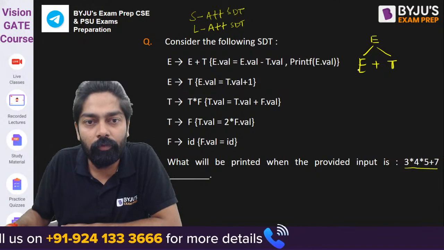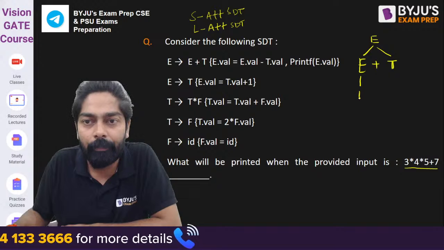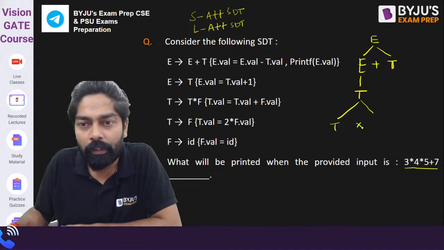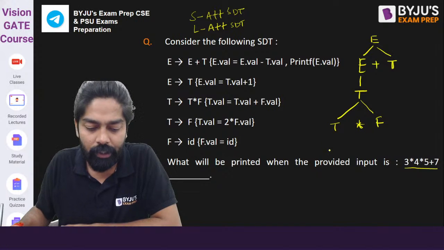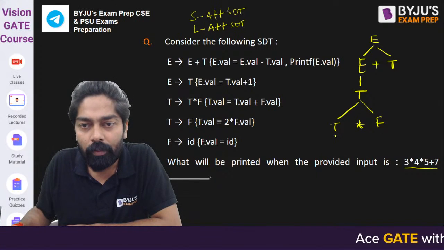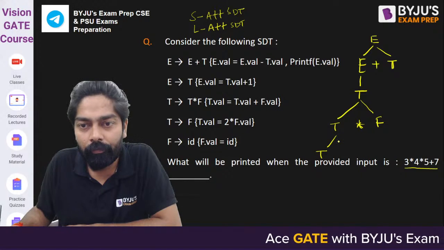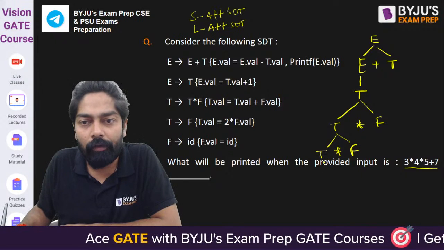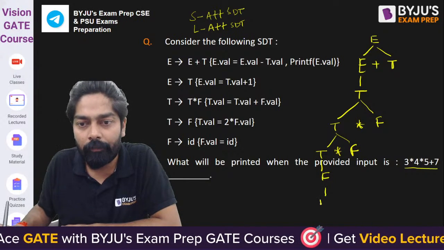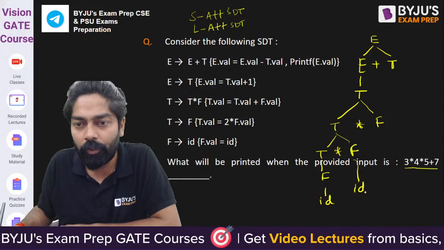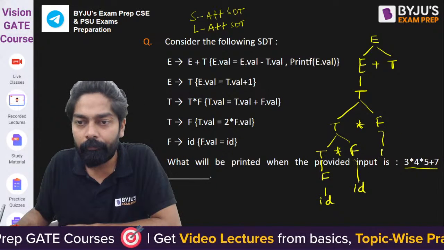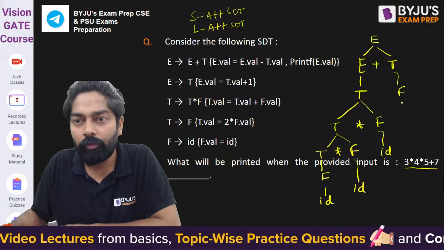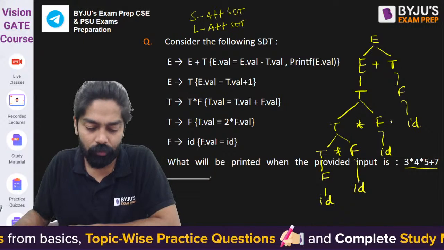Now, E goes to what? E goes to T, and T goes to T star F. Once again, T goes to T star F. And my dear friend, T goes to F, and F goes to ID. Just draw the parse tree. Fine. And T goes to F, and F goes to ID.